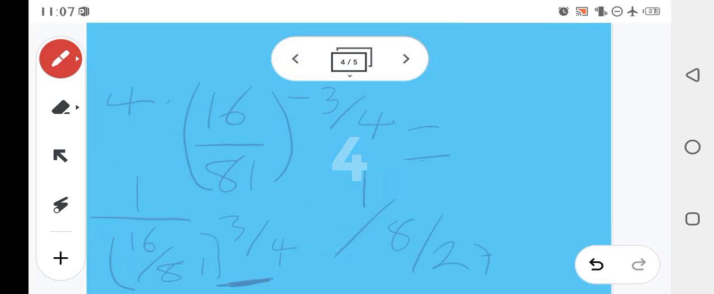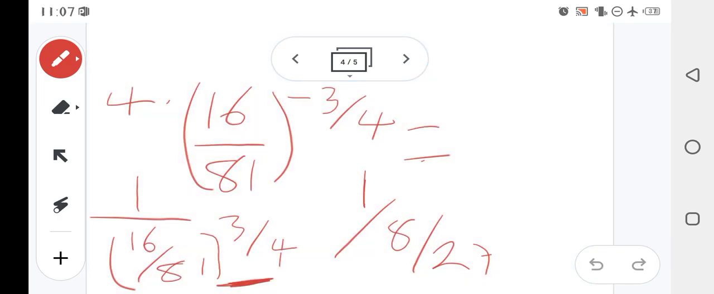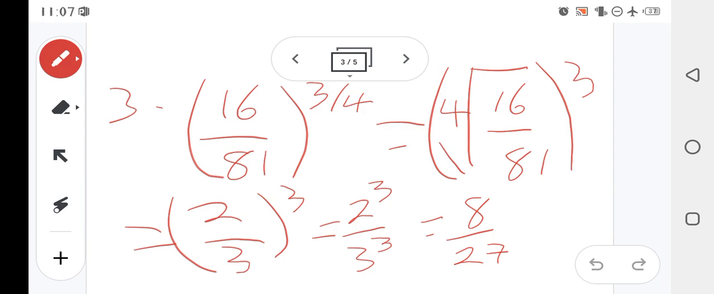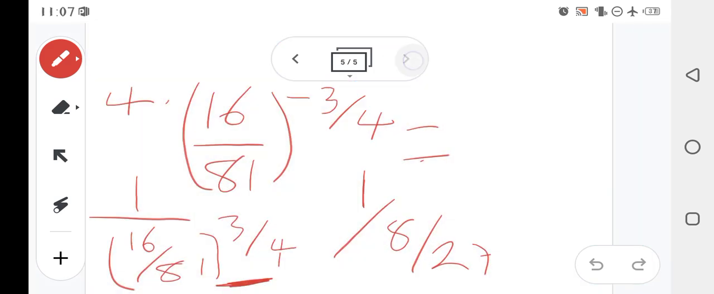But looking at example 4 and looking at example 3, because there was no negative sign in example 3, that is the reason why the answer was 8 over 27. So the answer is just the reciprocal of the same number.